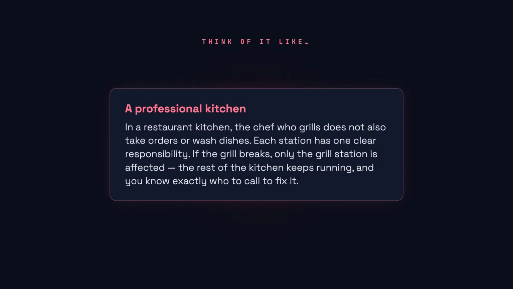Think about a professional restaurant kitchen. There is a clear division of labor. One station takes orders, one cooks, one plates, one cleans. Nobody crosses those lines. If the dishwasher breaks down, it does not stop the chef from cooking. Separation of concerns works the same way. Each part of your system owns its job, and a problem or change in one area stays contained there.